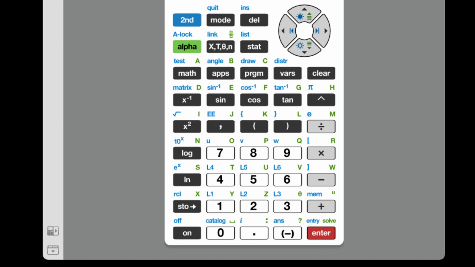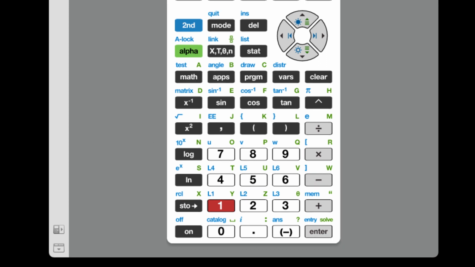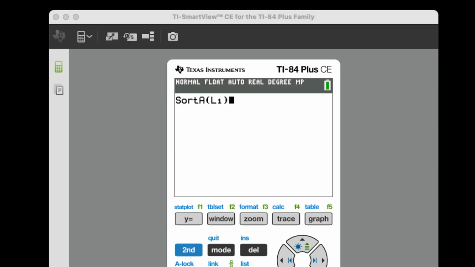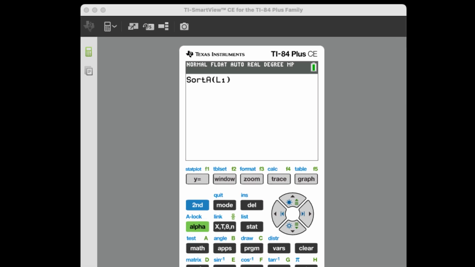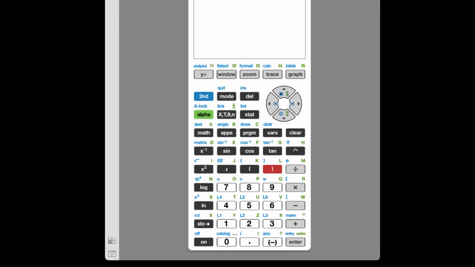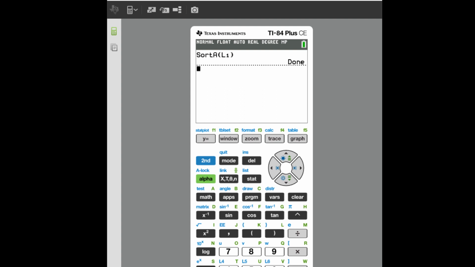How do I get to that list 1? Yes, you got to go up to the blue second function, and then you hit L1, and then close this, because it's actually function notation. All right. So you just told the TI to sort what? List 1, okay? So you're going to hit now enter. And once you hit enter, what did the TI just say to you guys? It says, I'm done. What do you think it's done doing? Sorting. Good. It's done sorting.